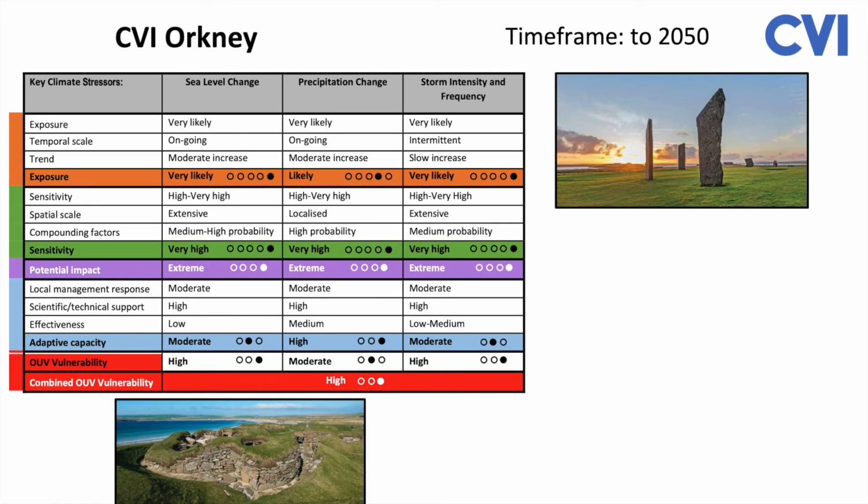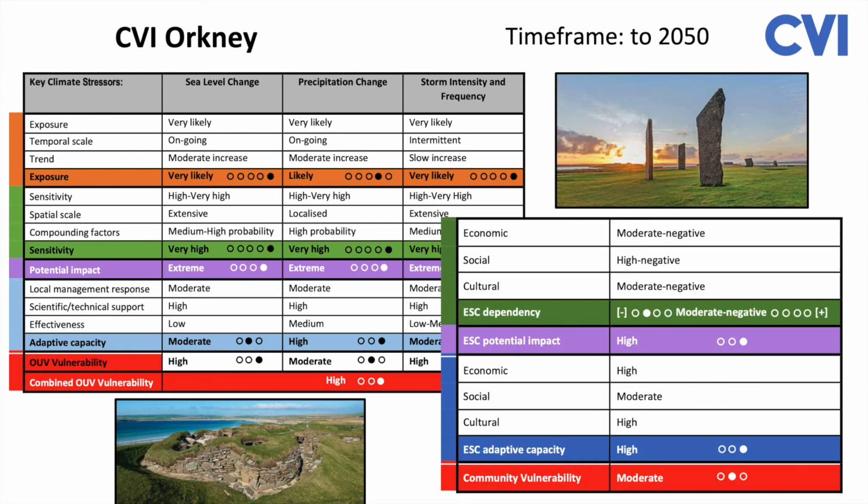The second example is for the cultural World Heritage property, the Heart of Neolithic Orkney, for which the key climate stresses were identified using the property values and attributes as sea level change, precipitation change, and storm intensity and frequency. While the vulnerability was not as high as had been seen in Shark Bay, the OUV vulnerability was still assessed in the highest category. When it came to the economic, social and cultural analysis and analysing the community vulnerability, the difference here was that the workshop group identified that there were more adaptive capacities and less dependency of the property, which resulted in a moderate assessment of community vulnerability.